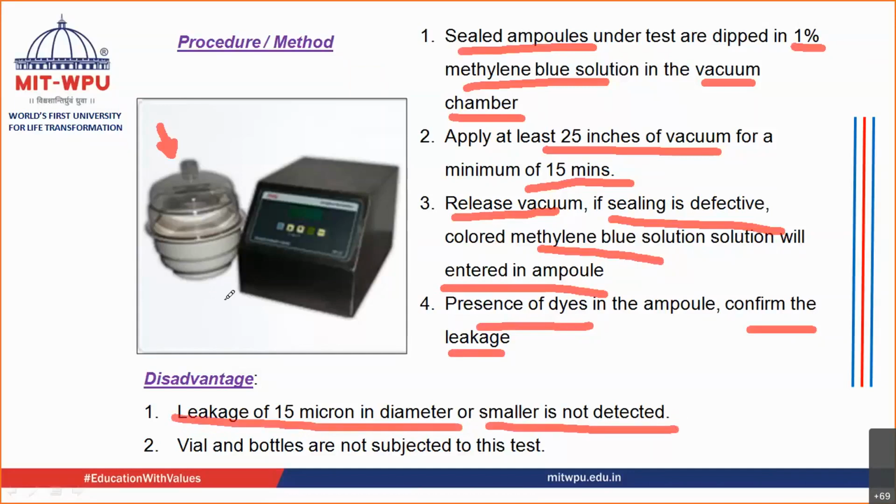The second problem with this kind of test is that bottles and vials cannot be subjected to this test. This test is basically applied for ampules to check the leakage of the ampules. This is regarding the leak test.